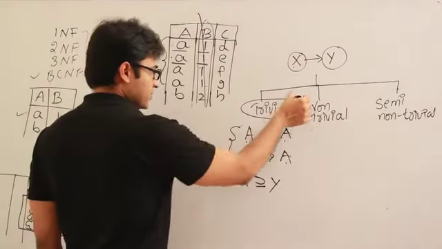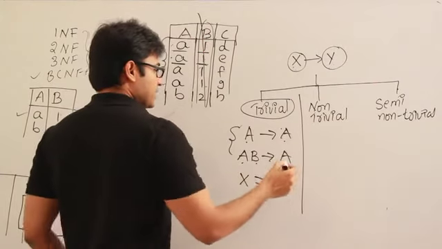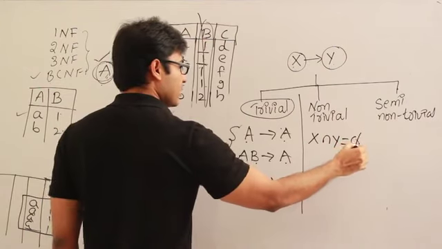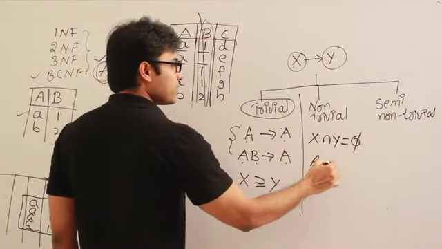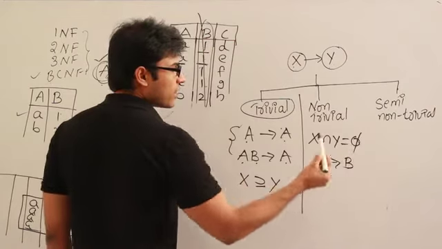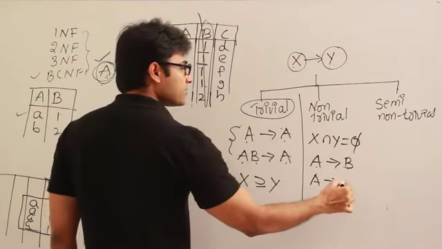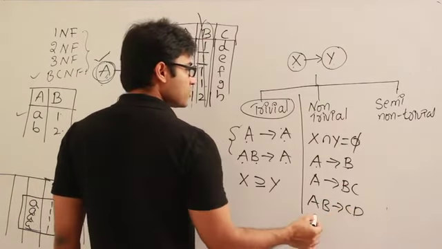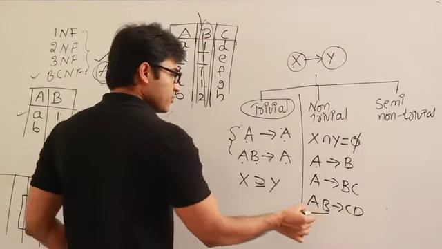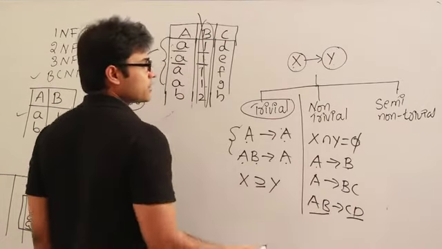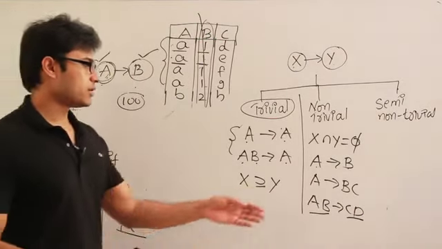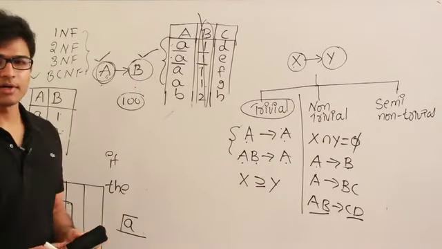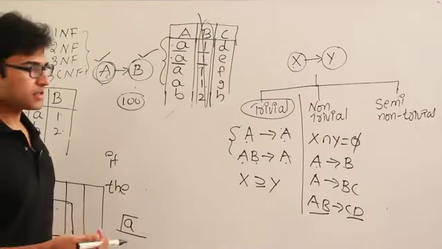And non-trivial dependency means X and Y should not have any intersection, right? For example, A determines B. Given a value of A, it gives the value of B. Or A determines BC, right? Or AB determines CD, something like this. So whenever we give some information, we'll be able to know new information. We are not interested in knowing the information which we already have, right? So non-trivial functional dependencies are very useful, and we are really interested in them.